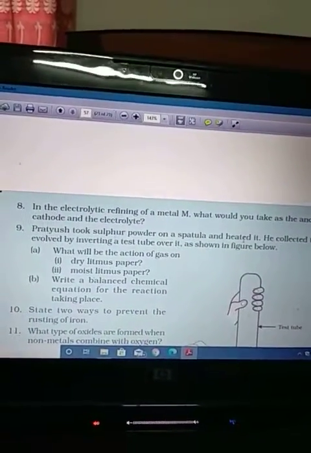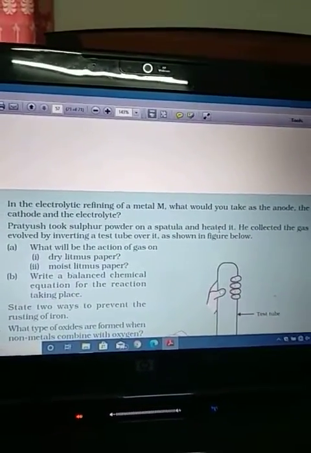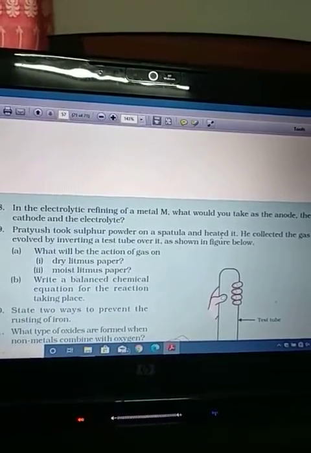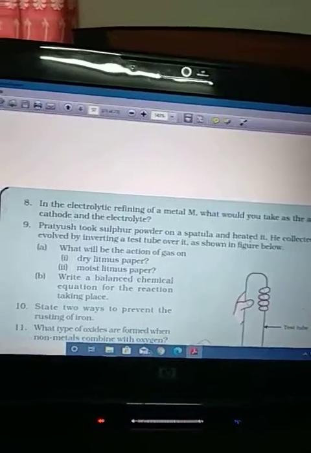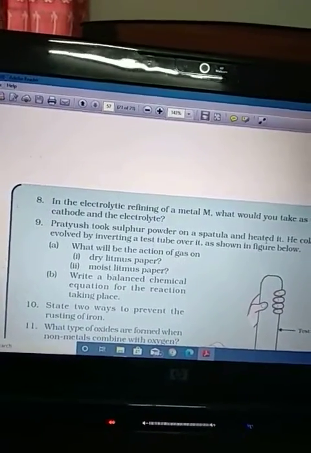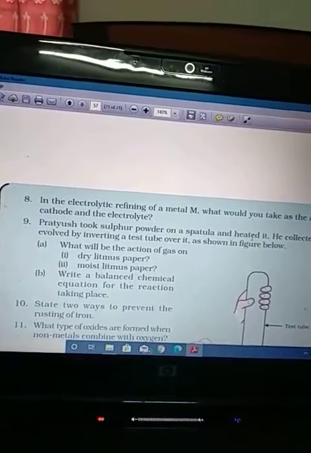In the electrolytic refining of metal M, what would you take as the anode? Crude metal, or non-refined metal, is taken as the anode. The cathode will be pure metal, and the electrolyte is a salt solution of metal M.